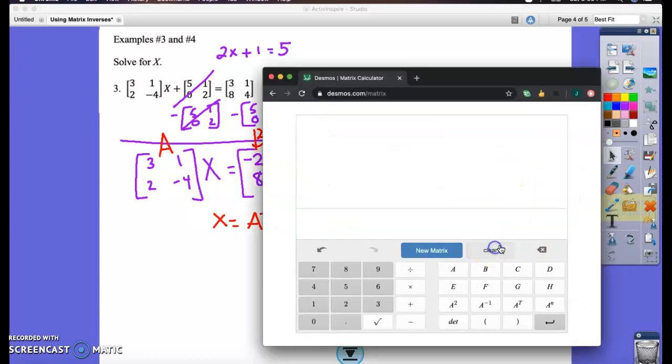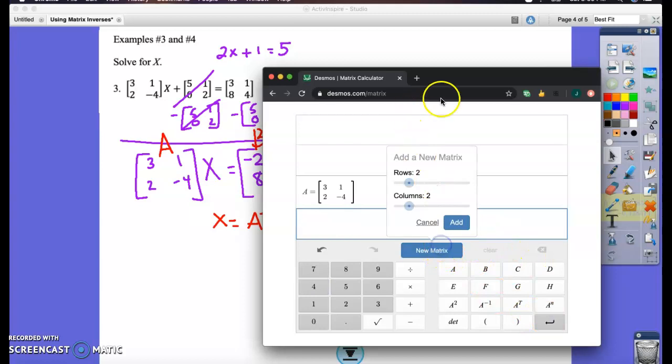I have to clear out the information first. New matrix, 2 by 2: 3, 1, 2, -4. Say thank you, define that. And I'm going to do matrix B.